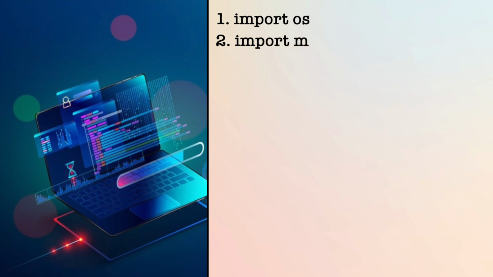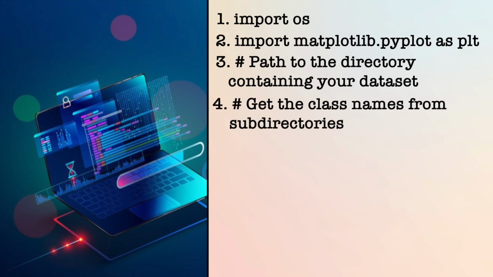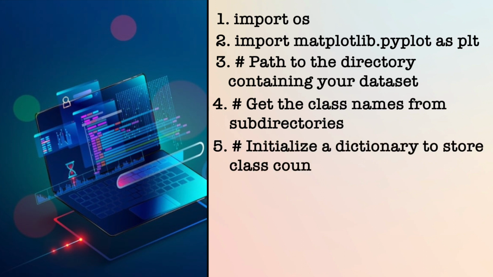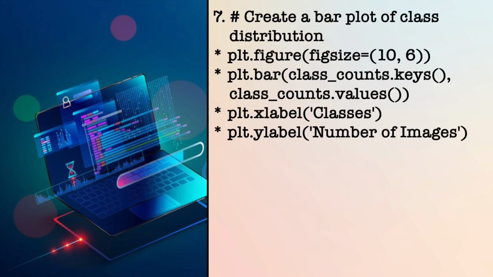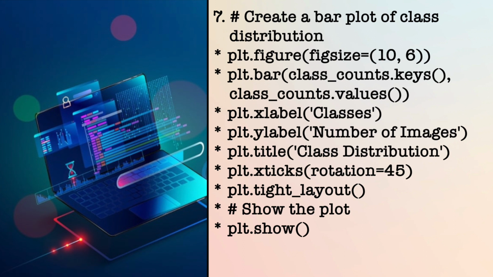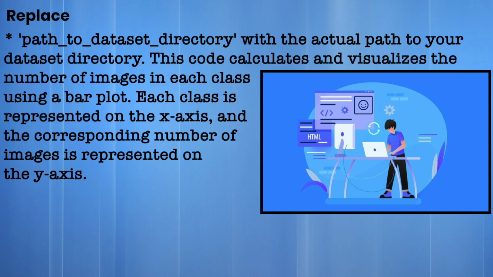Import matplotlib.pyplot as plt. Path of the directory containing your dataset. Get the class names from subdirectories. Initialize a dictionary to store class counts. Count the number of images in each class. Then create a bar plot of class distribution. Show the plot. Replace path to dataset directory with the actual path to your dataset directory.